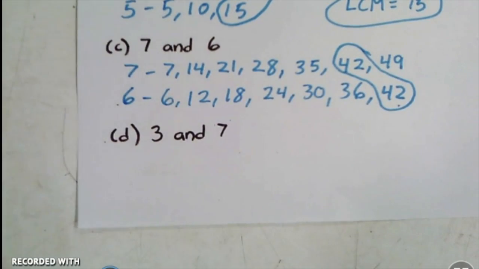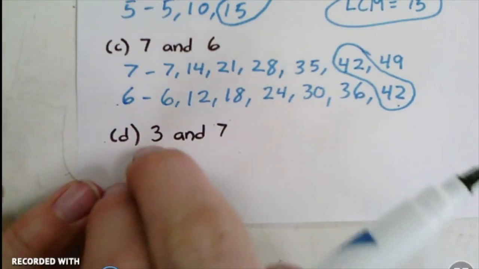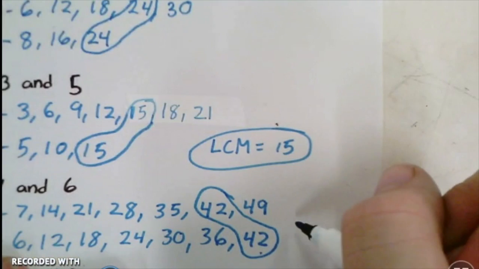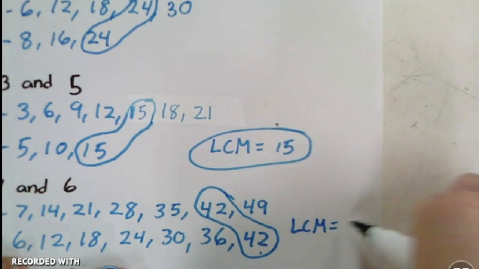All right, here's the last one, 3 and 7. I would like you to do that one on your own. I want to see your work of your multiples drawn out and you circling the least common multiple. Go ahead and get to work.